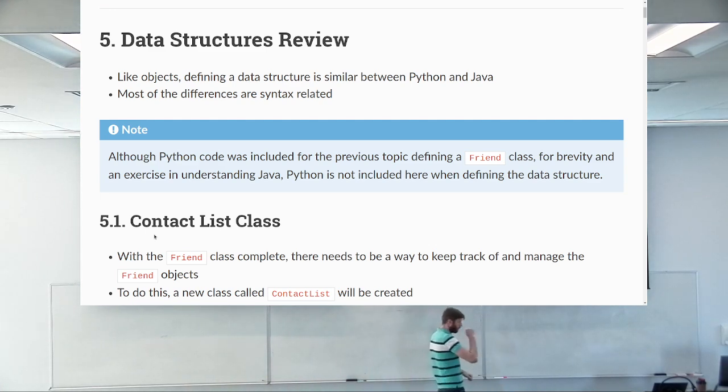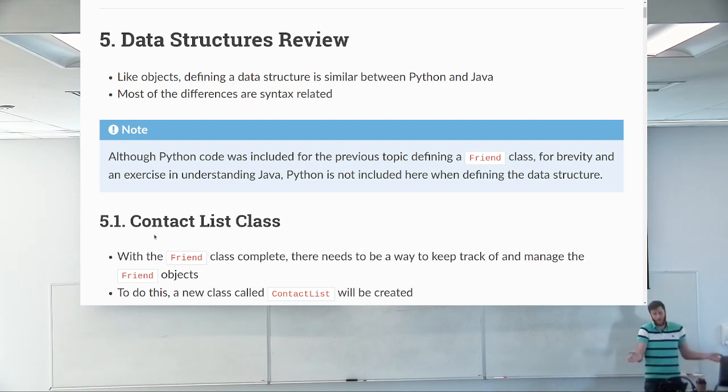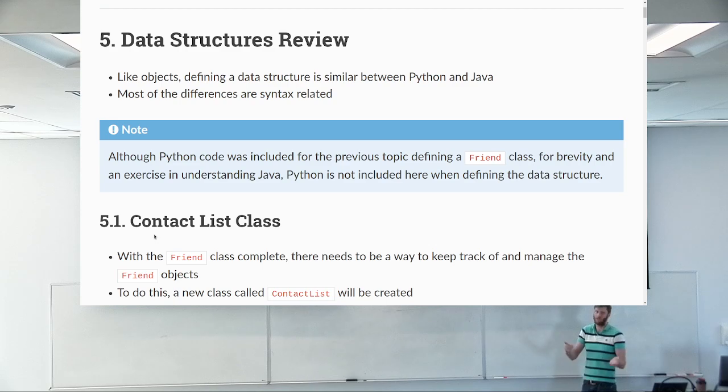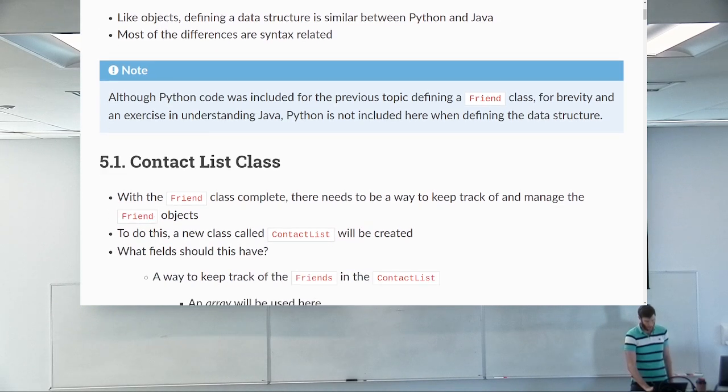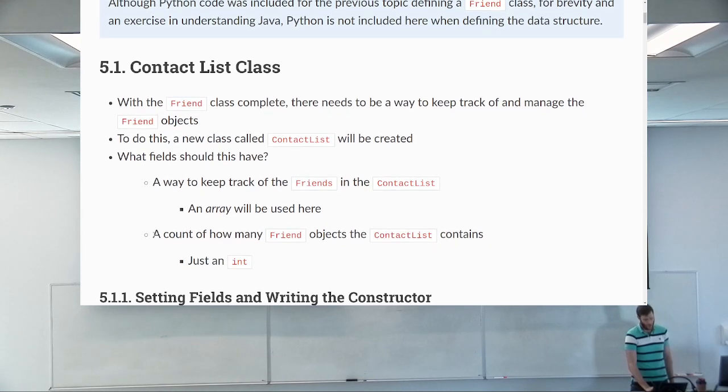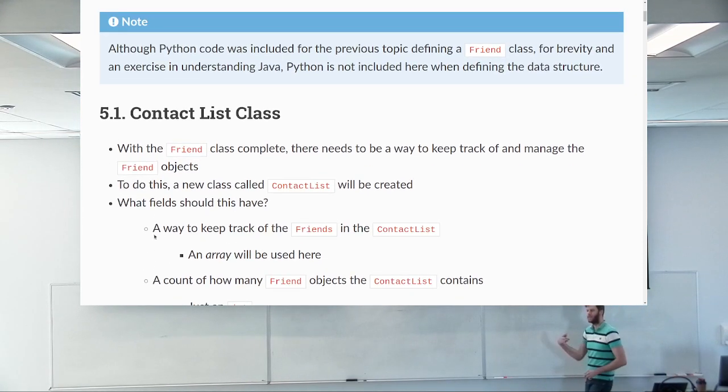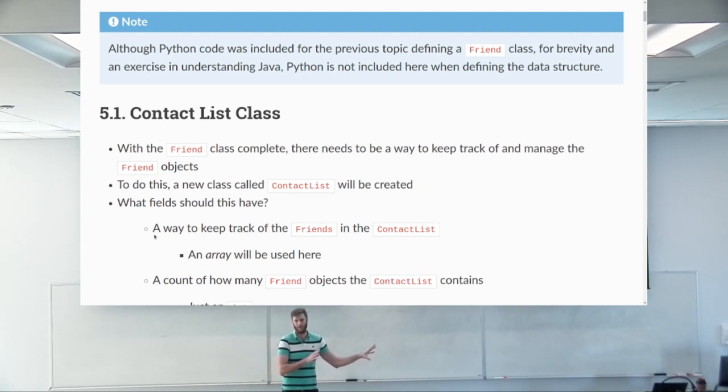So we're going to do this with a class called the contact list. This is going to follow the same thing as it did in Python. The same general idea, just syntactic differences. And do note that in the previous topic when we talked about the friend object, I often showed the difference between Python and Java. I'm not going to do that here. Now we're just into Java.